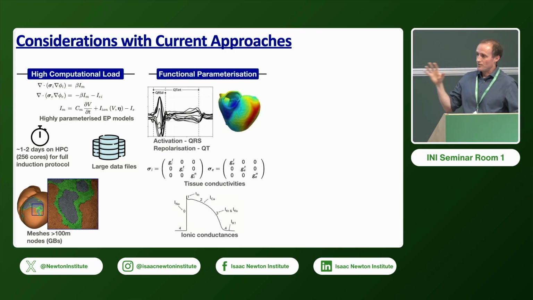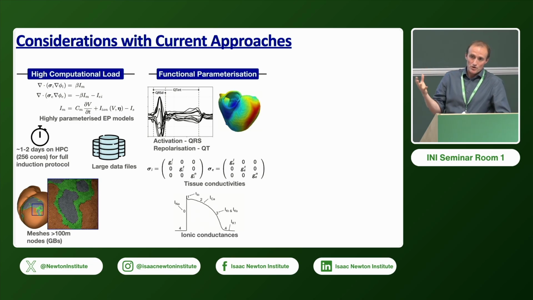So often we just take off-the-shelf literature values for the functional parameters that control ionic conductances or tissue conductances, which govern the dynamics and the inducibility of the VTs. And because these aren't on the whole patient specific, whether the results that we get actually reflect what's going on in the patient is potentially of a concern.